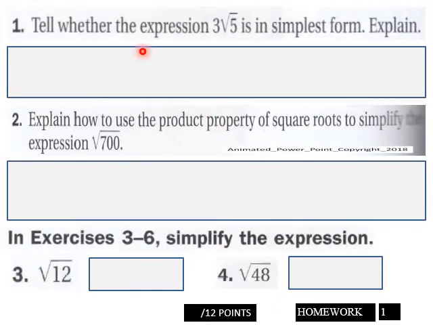We'll go right into page 1. Tell whether the expression 3 times radical 5 is in simplest form, and explain in full sentences here. Then number 2, you have another word problem. Explain how to use the product property of square roots to simplify the expression radical 700. Then for 3 and 4, simplify these expressions. This is 12 points here for page 1.